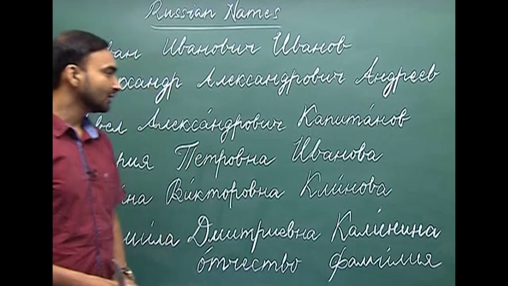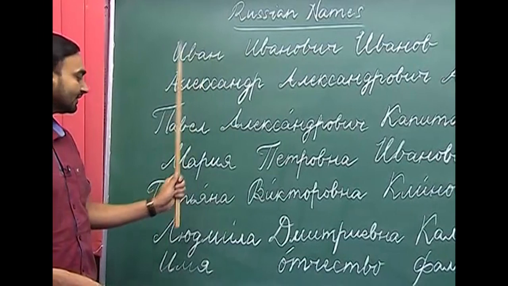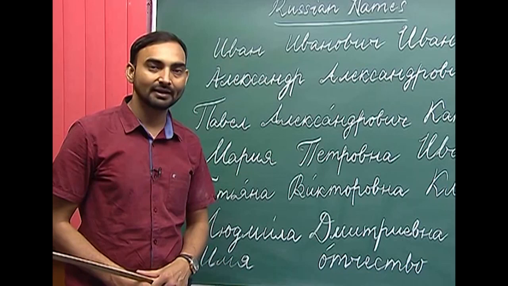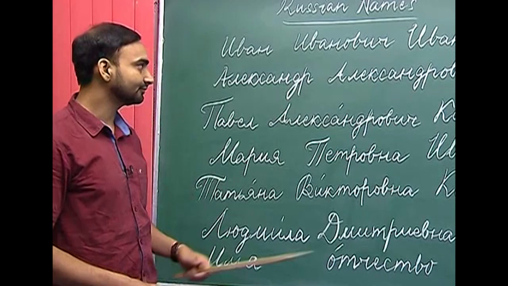So, a typical Russian name consists of three parts. The first one is imya, or the first name or the given name. And the second one is called otchestvo. Otchestvo is patronymic, that is derived from your father's name. And familia. Familia is the surname.